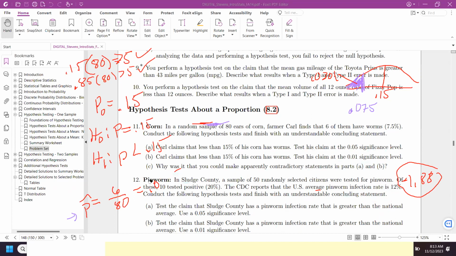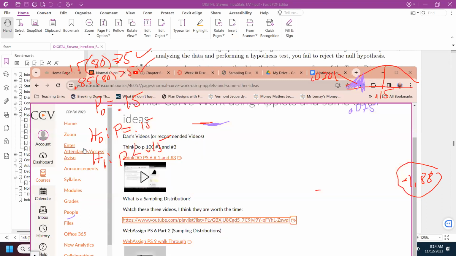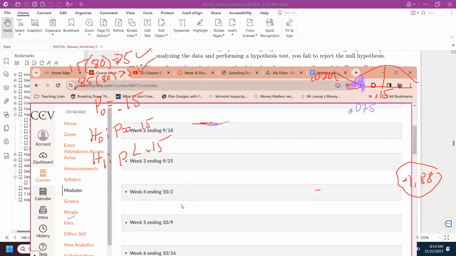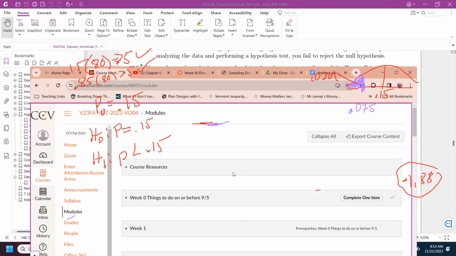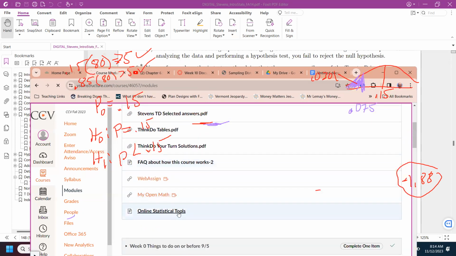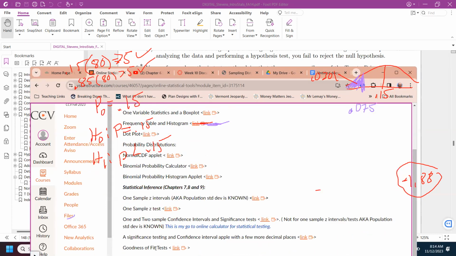So the calculator I'm going to point you towards is the Rossman Chance calculator. Let's see, can I get there from here? I don't want to lose everything that I have here. Modules, and then those online tools. Where are we? Come on. Course resources, it collapsed on me. Online statistical tools, and I want it to come down to inference.